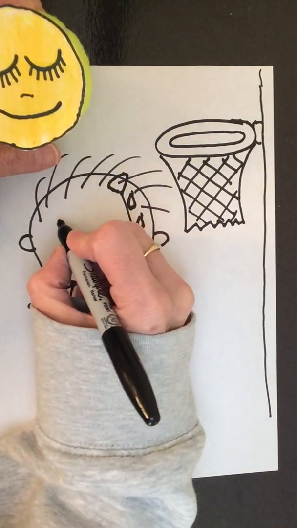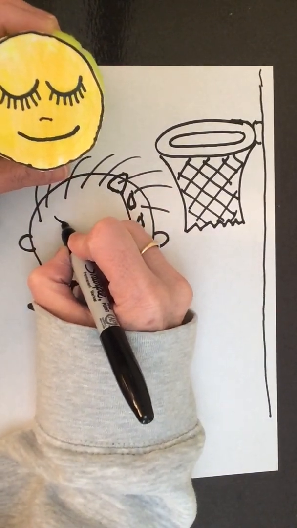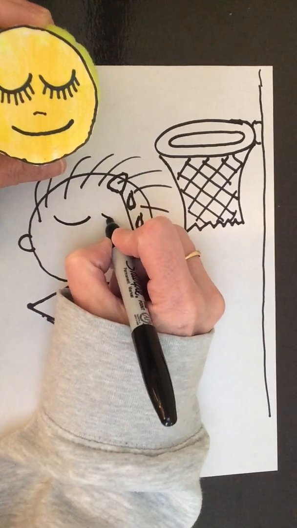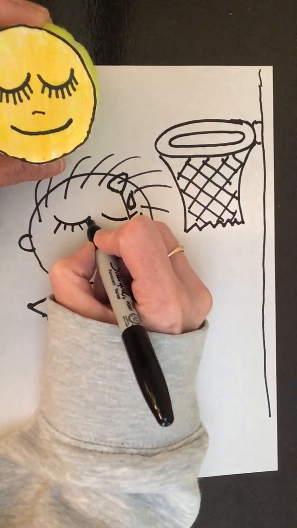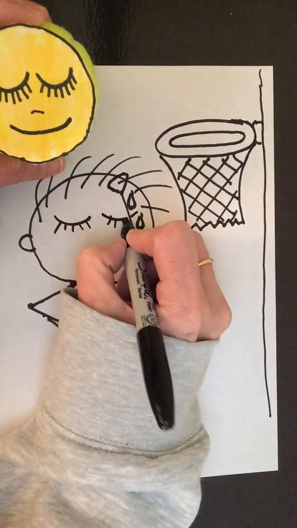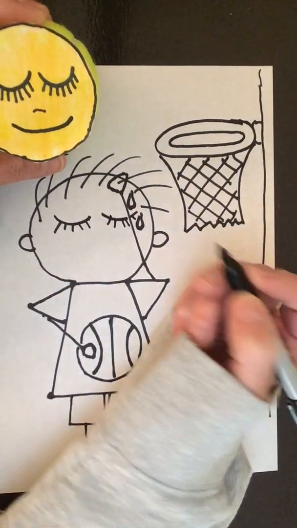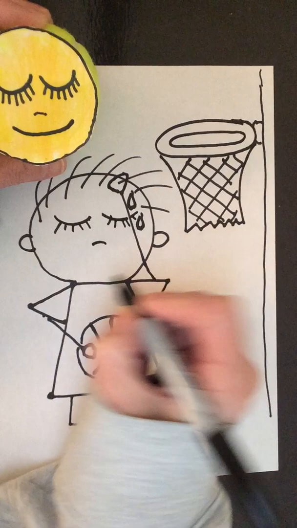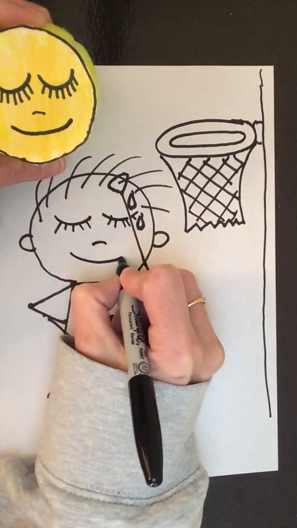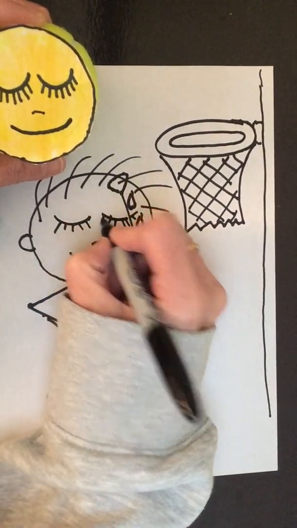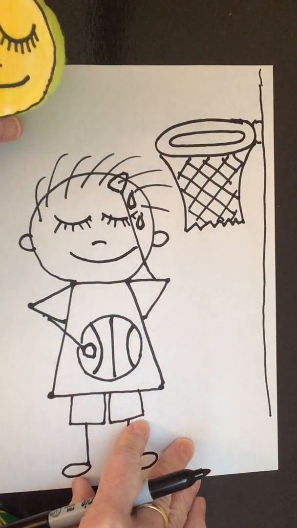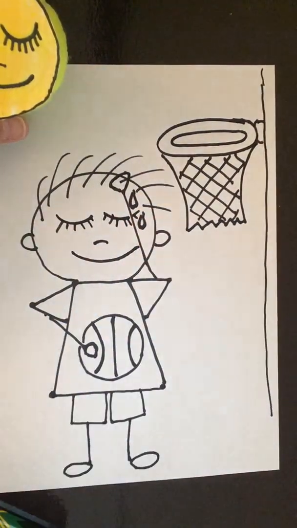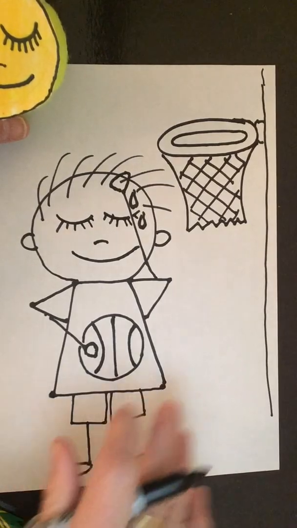So let's make his eyes, they'll just kind of be like, whew. That was a good game. I'm exhausted. He's feeling like that. Here's his little nose, and he's happy. It was a great game, but he is feeling tired and maybe even a little hot.